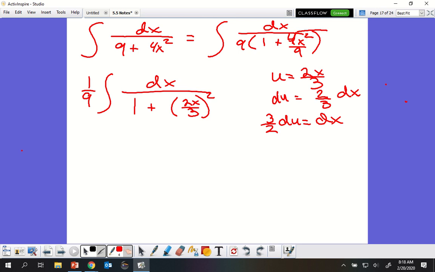1/6. Very good. So it is going to be a 1/6 because I'm multiplying 1/9 times 2/3. 3 will reduce, and there's a 3 on bottom and a 2 on bottom. So I get 1/6 integral of my du over 1 plus u squared.